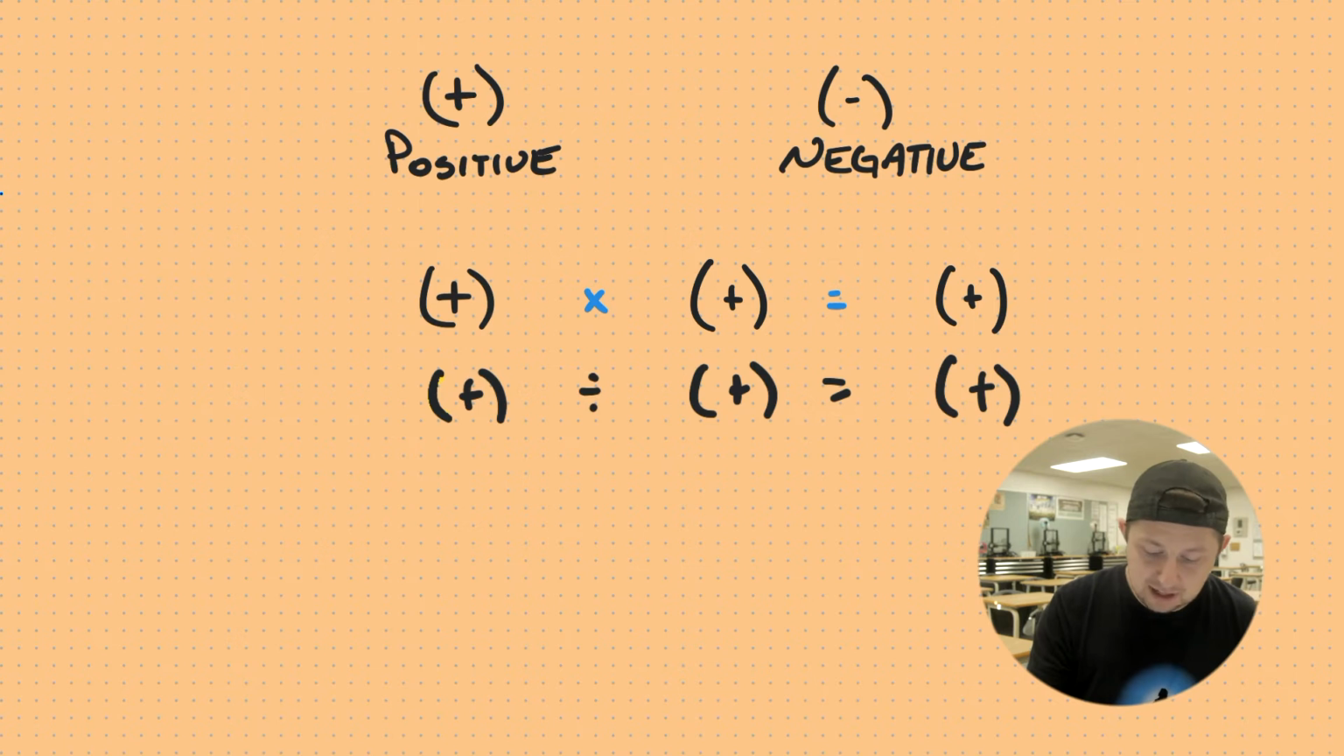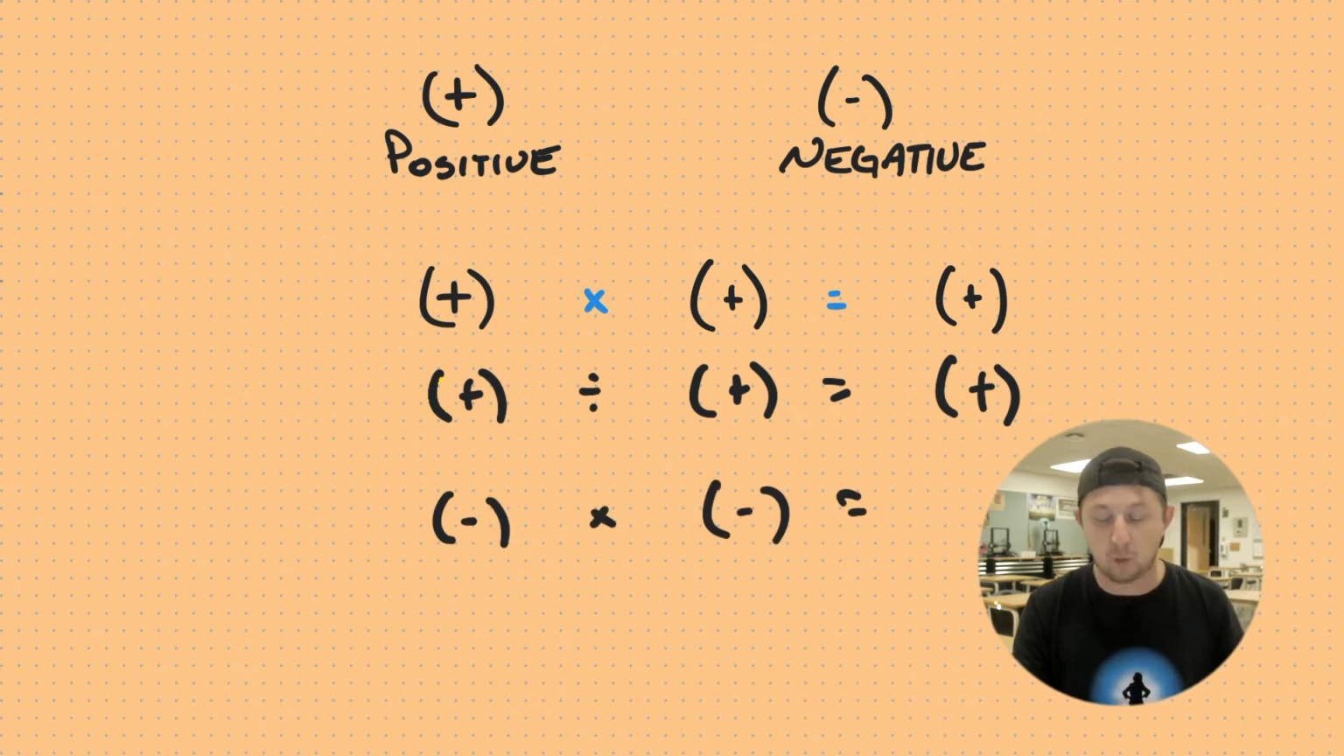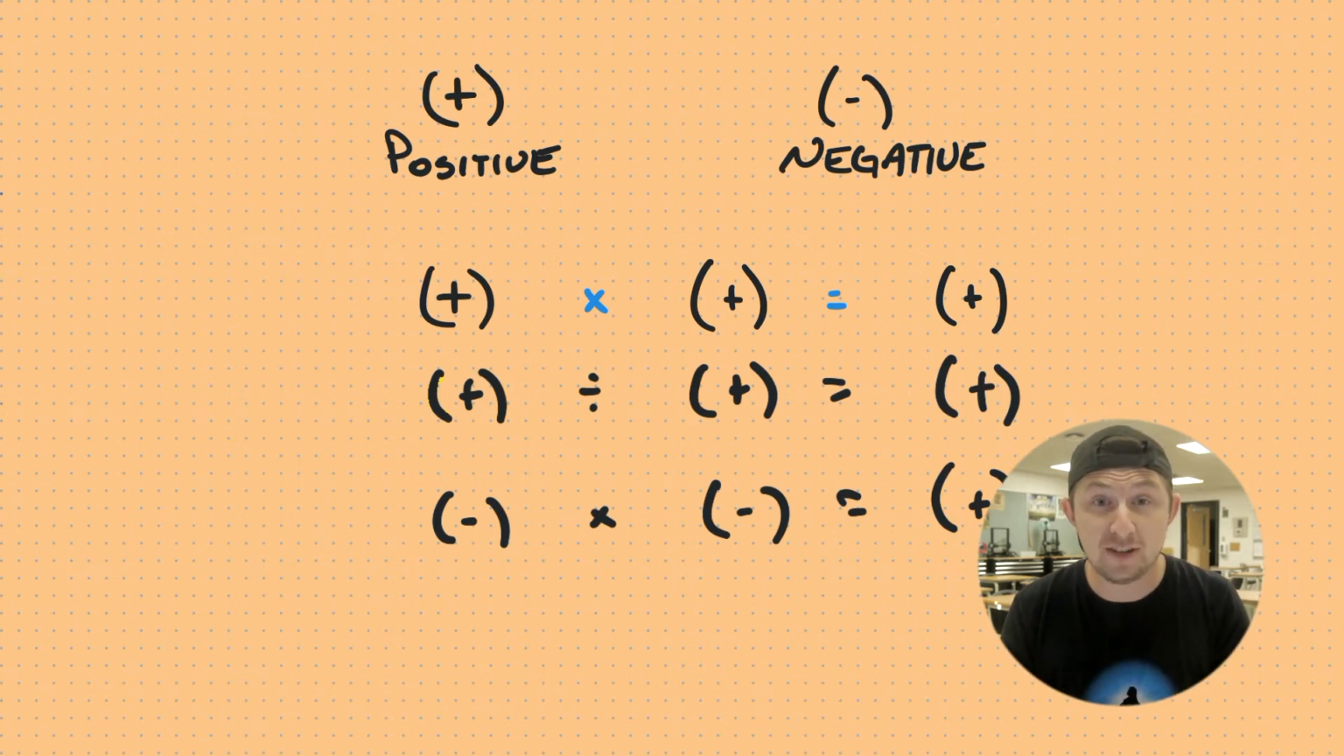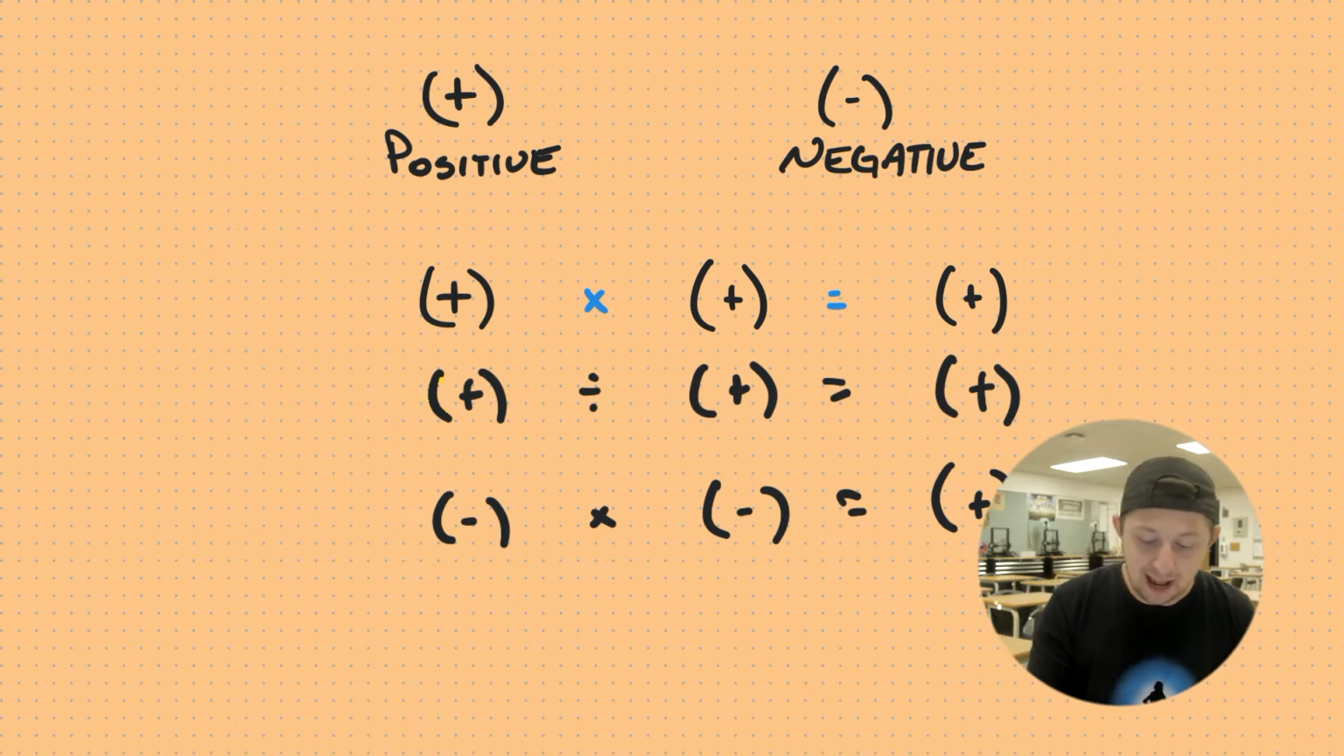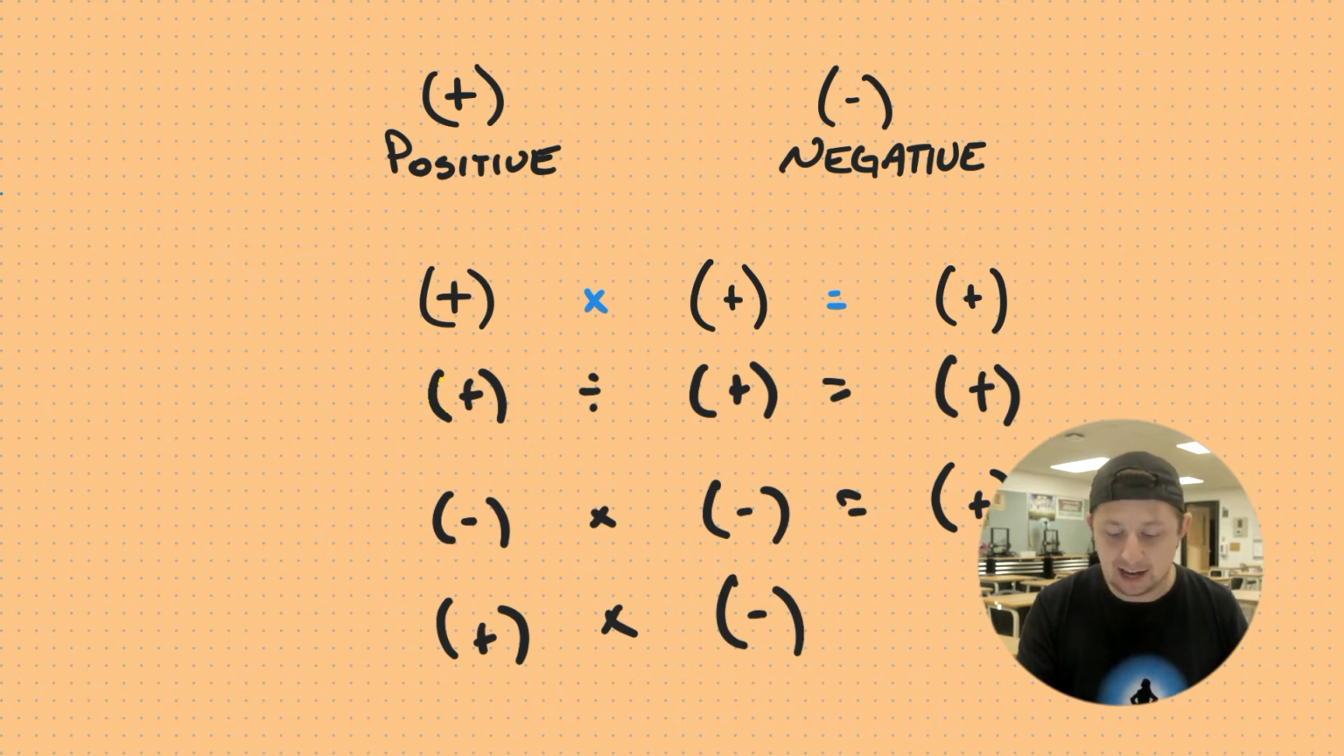Now, what happens if we take a negative multiplied by a negative number? What do we get? Take a guess below. All right, so if we take a negative number and multiply it by a negative number, we also get a positive number. So positive and positive gives us a positive, negative and negative gives us a positive. So the last final combination is if we have a positive and we multiply it by a negative, what do we get? All right, if you guessed a negative number, you are absolutely correct.